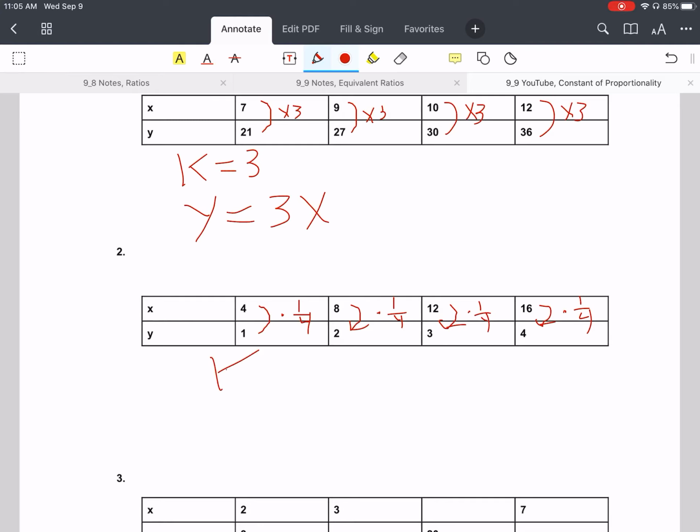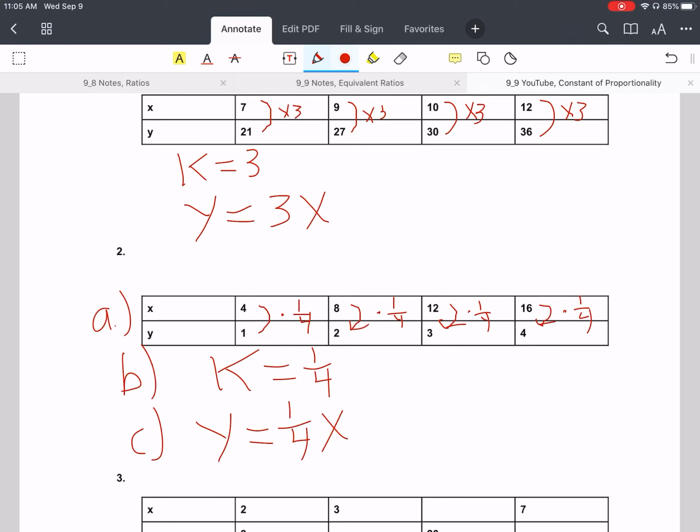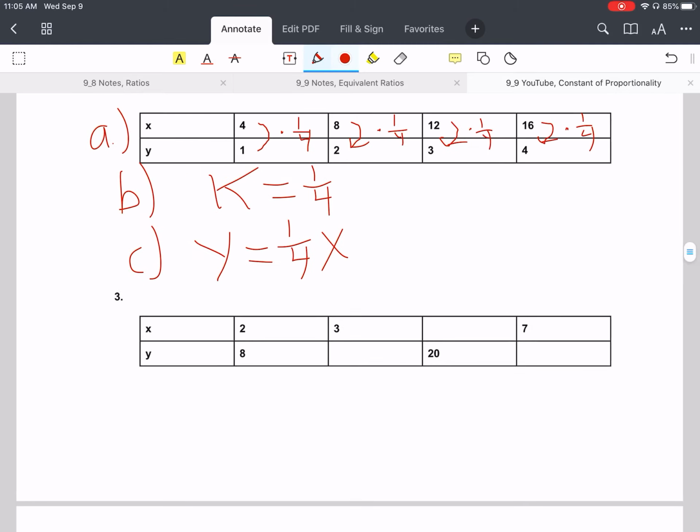So for question 2, k equals 1/4, which means our equation is going to be y equals 1/4 of the value of x. So we filled out our table. We wrote our constant of proportionality as k equals a value, and then we wrote our equation, replacing the value of k with 1/4.